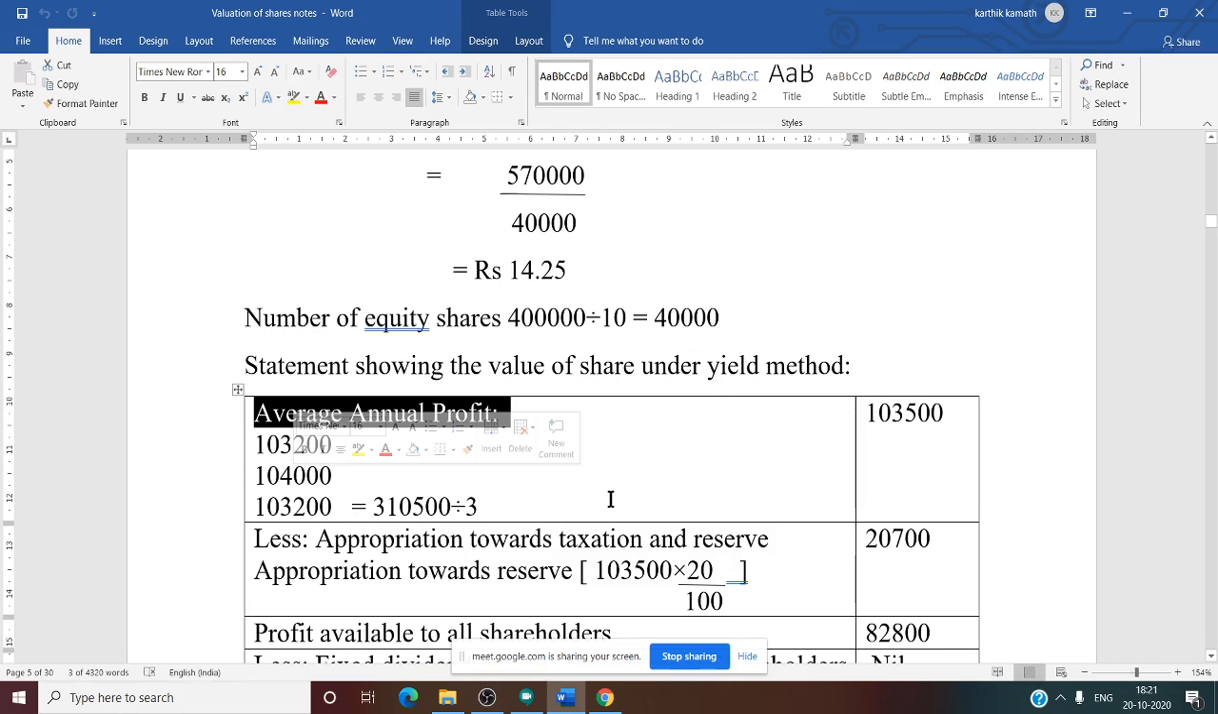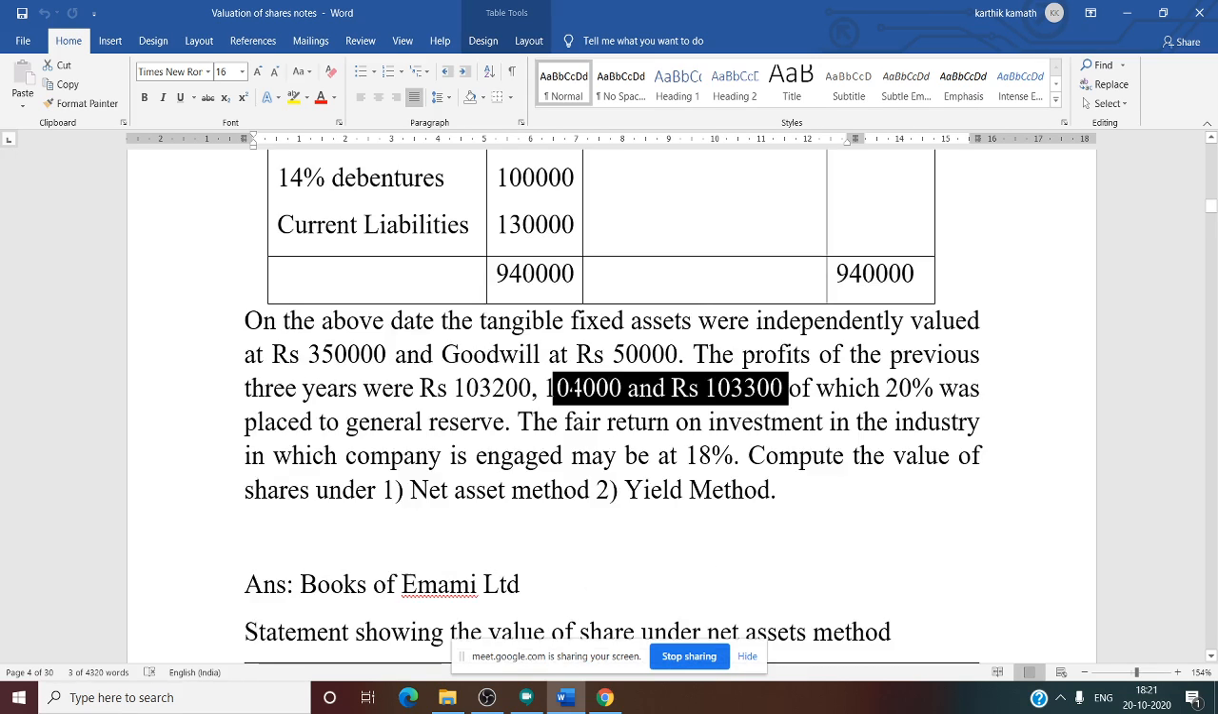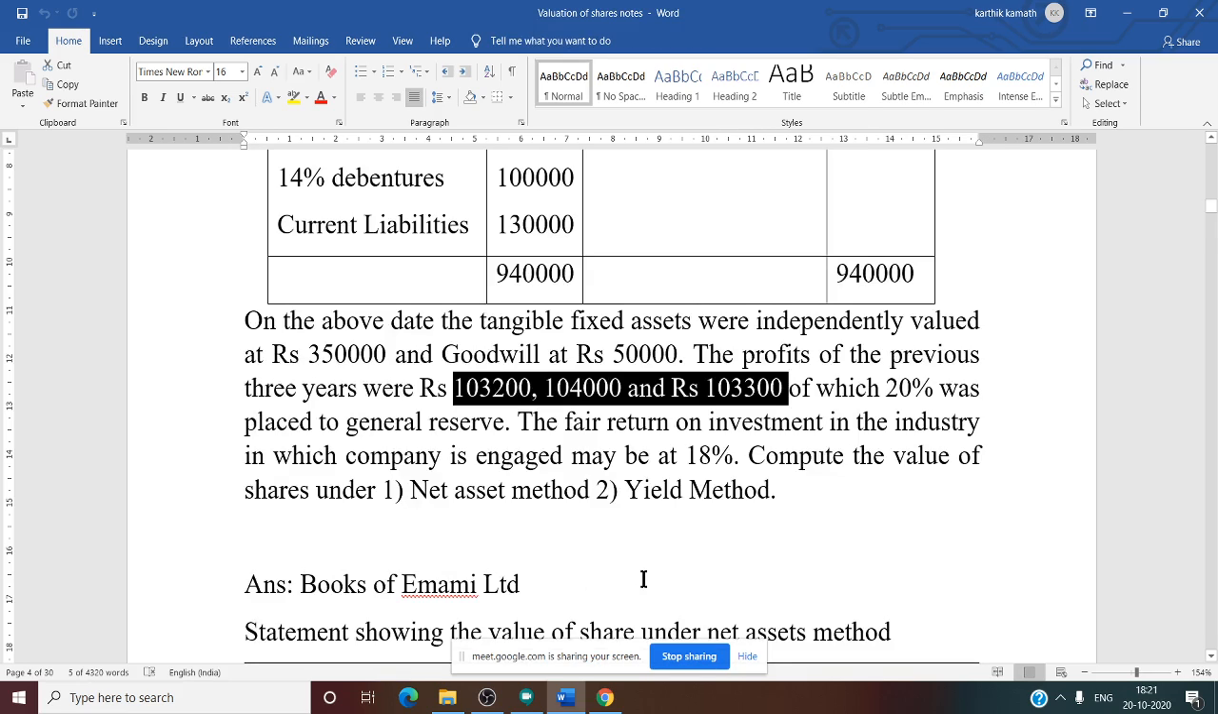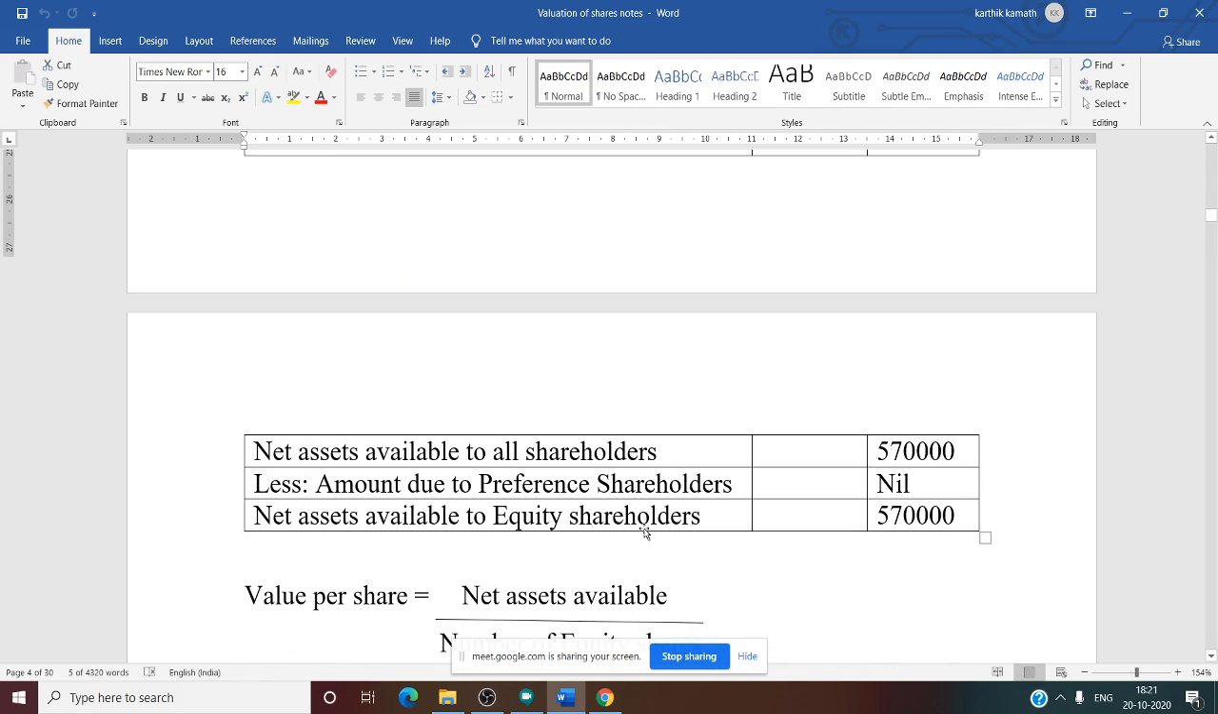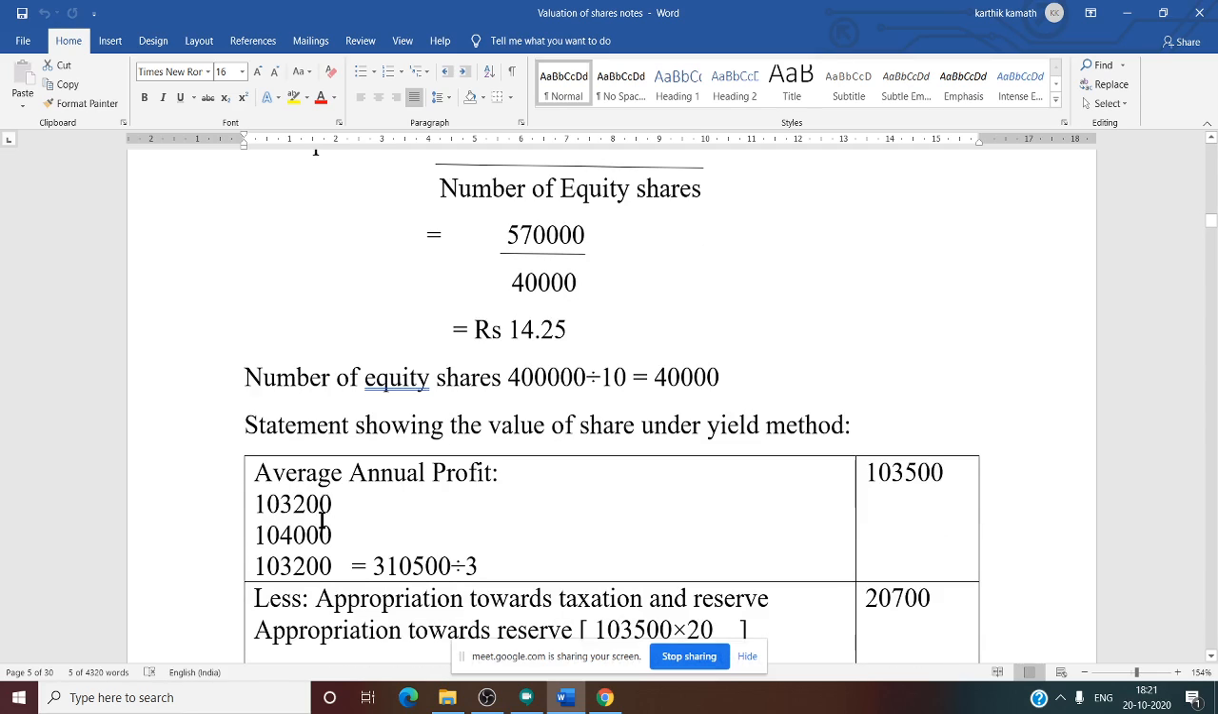First you see the question. The last several years' profit is given in the question. So what are those profits? 1,03,200, 1,04,000 and 1,03,300. We want the average of the past 3 years. How to get the average? Divide by 3. See this, 1,03,200 plus 1,04,000 plus 1,03,000.